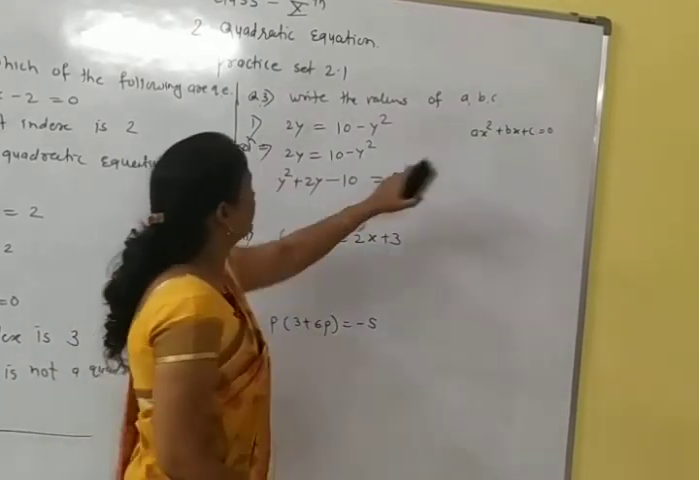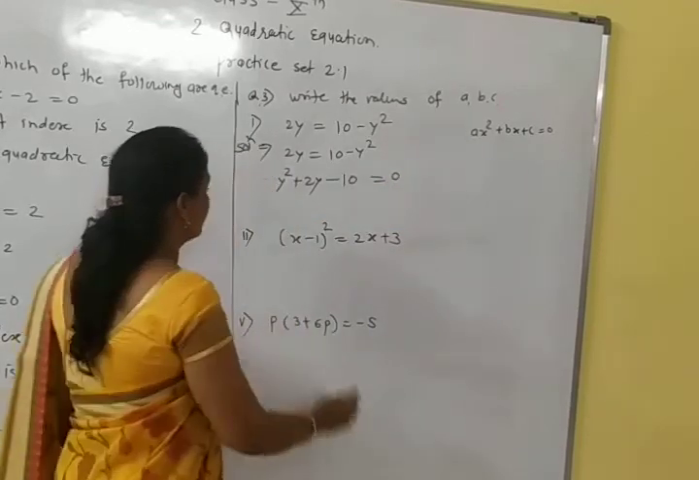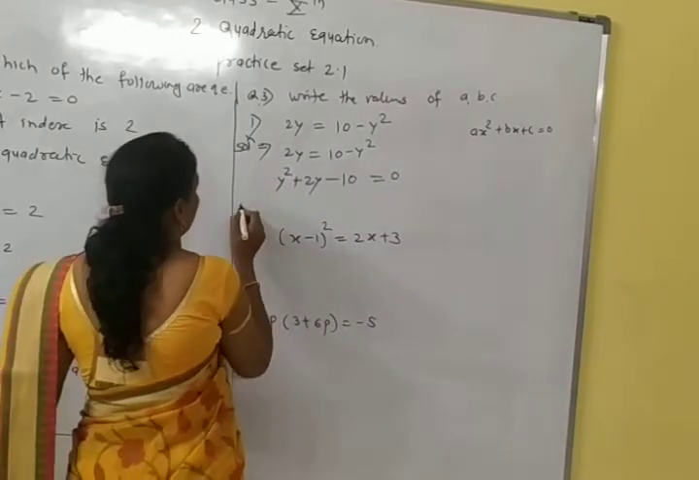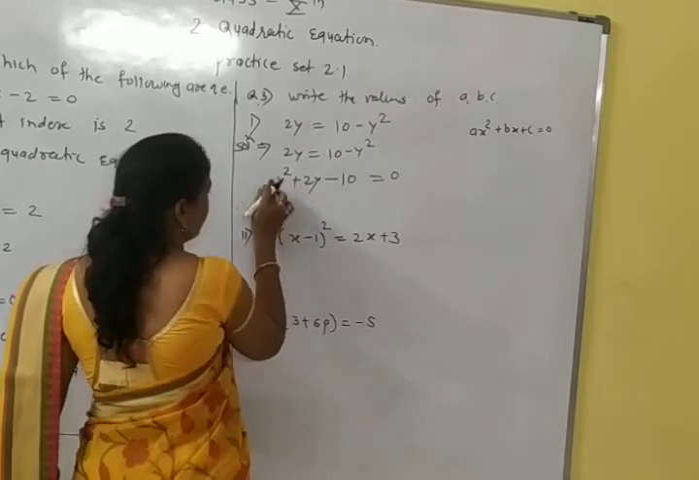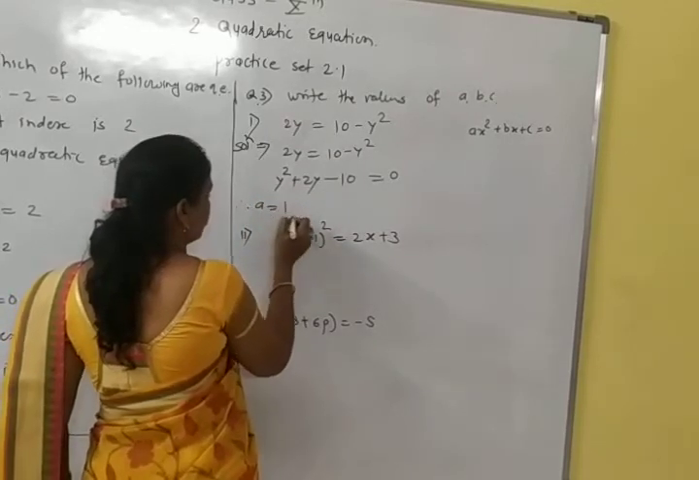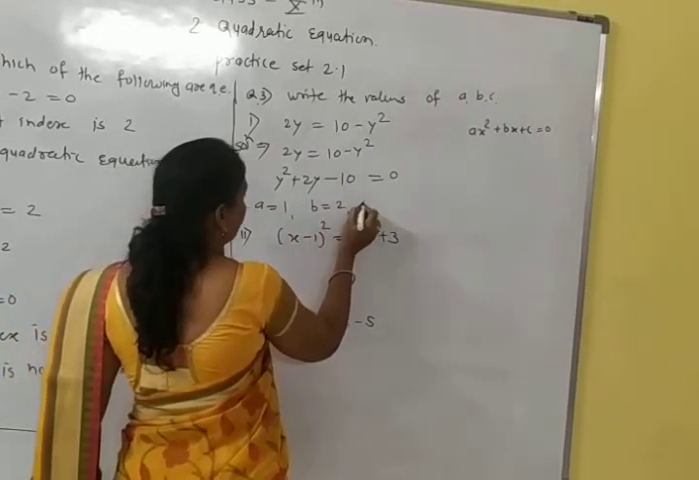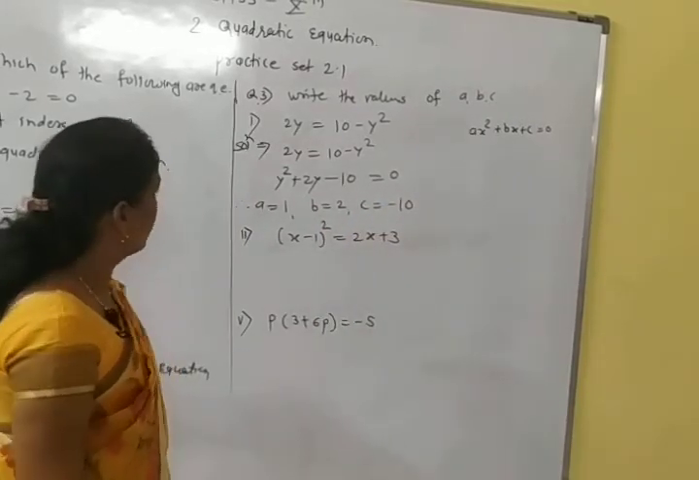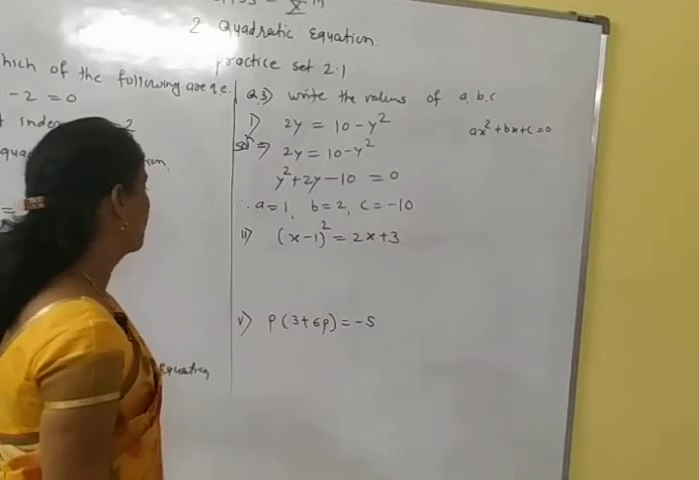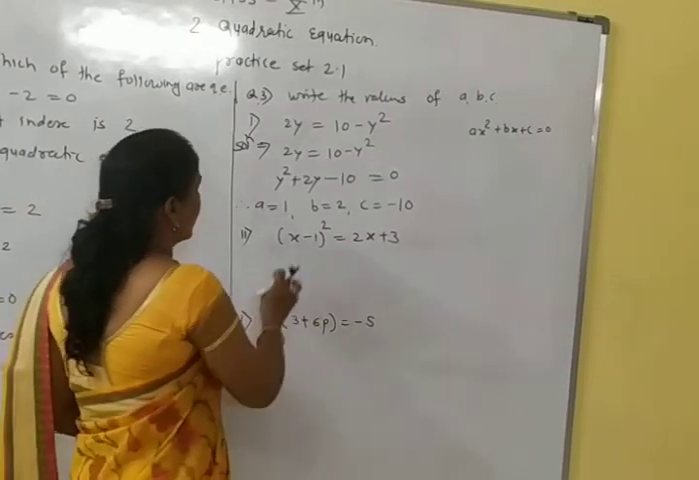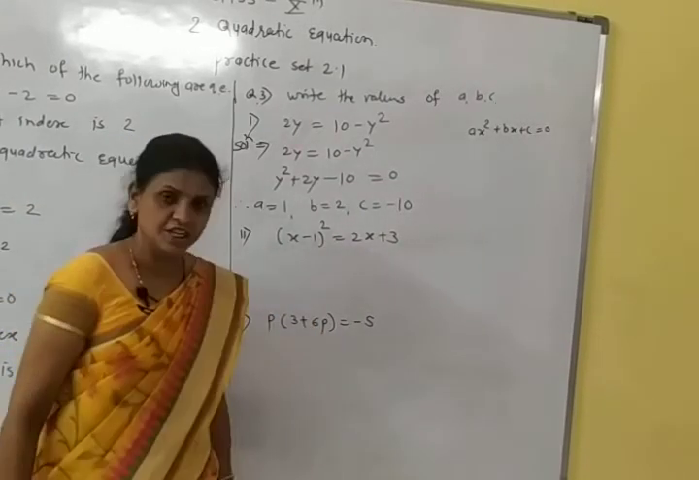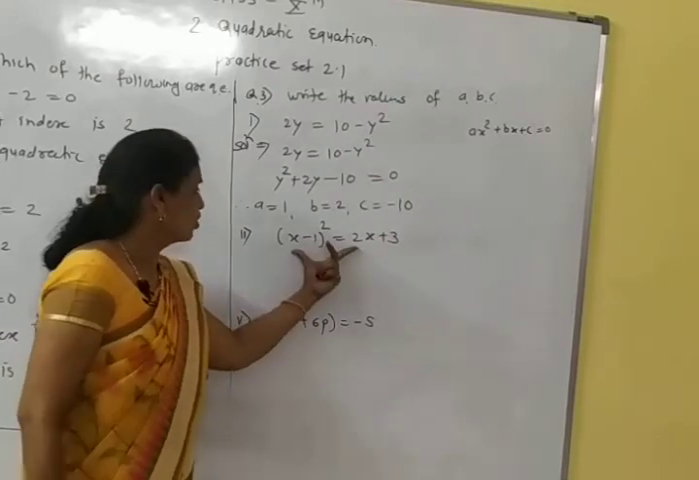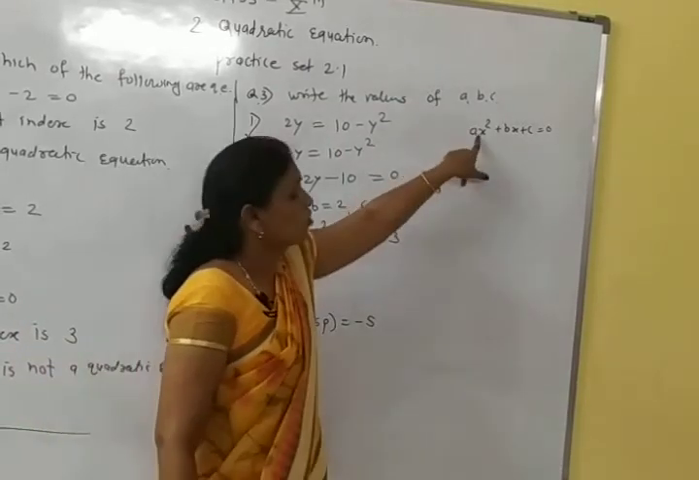Then compare with ax square plus bx plus c equal to 0. Therefore, a equal to 1, b equal to 2 and c equal to minus 10 are the values of a, b and c. Second problem is x minus 1 square equal to 2x plus 3. Again same method. First we have to convert it into quadratic form.